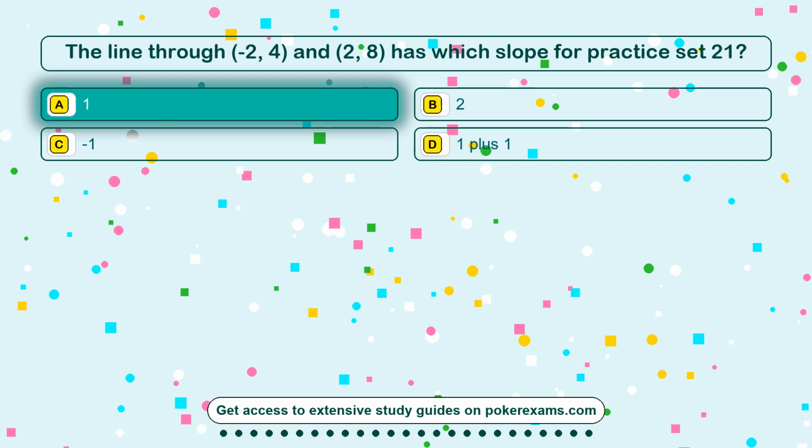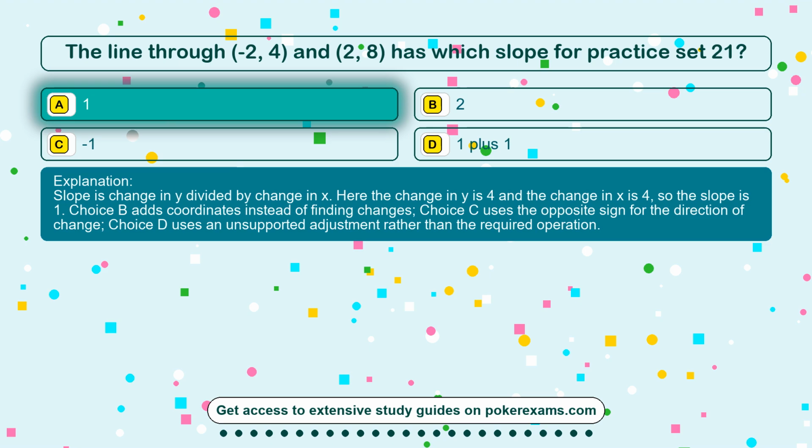The correct answer is option A, 1. Slope is change in y divided by change in x. Here the change in y is 4 and the change in x is 4, so the slope is 1.